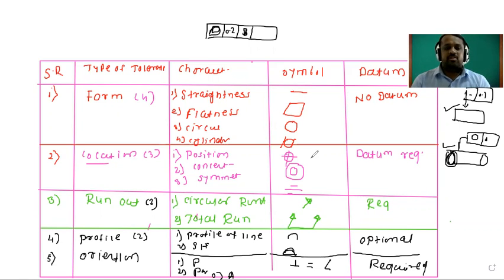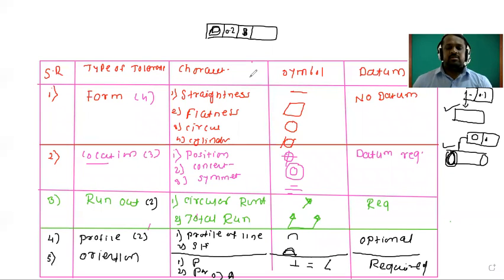Understood? The meaning of that is like this. Yes or no? Yes, it is called geometrical tolerances. So understood? Yes, sir. So any doubt, any problem, please tell me regarding this. Yes? No, sir. Okay, so thank you.